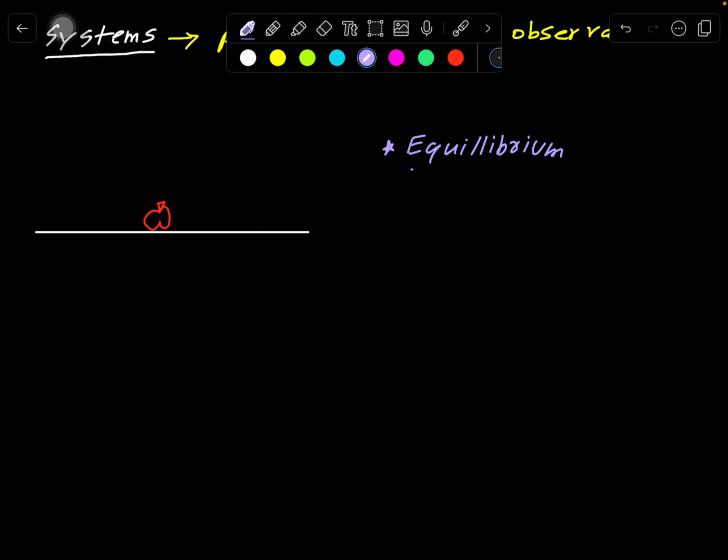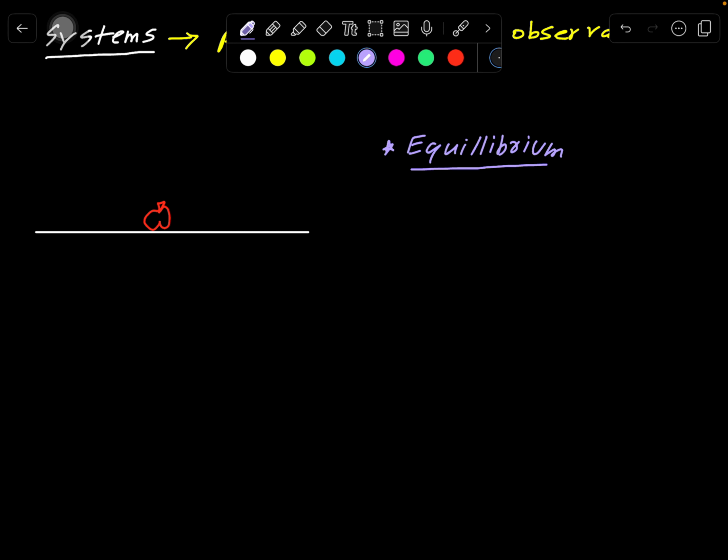Remember that when something follows Newton's first law of motion, we can say that it's in equilibrium. Now, what's Newton's first law of motion? It states that if something's stationary, it continues to stay stationary until an external force acts upon it. Or if something's moving, it continues to move until an external force acts upon it. Now, that external force can be you trying to lift the apple off the table, okay? And that would change its state.